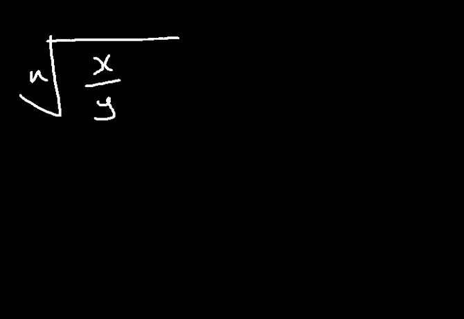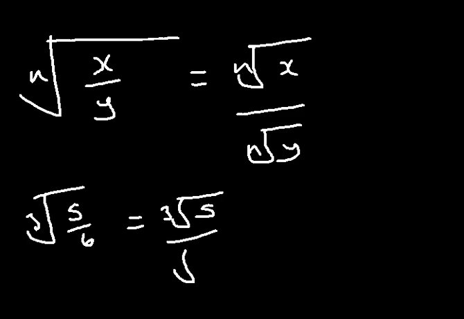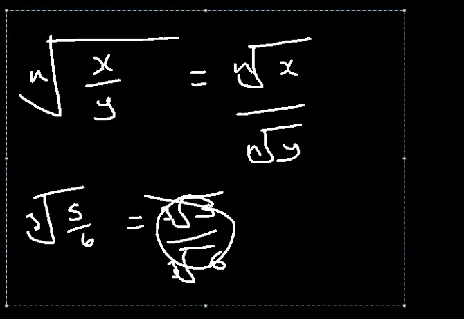And likewise, if we have the nth root of x over y, according to the laws of indices, this is the same as the nth root of x divided by the nth root of y. So if we have the cube root of 5 divided by 6, this is the same as the cube root of 5 divided by the cube root of 6. That's the practical working example of how you can demonstrate that property.